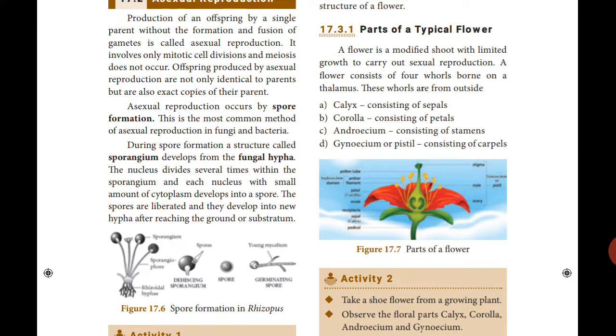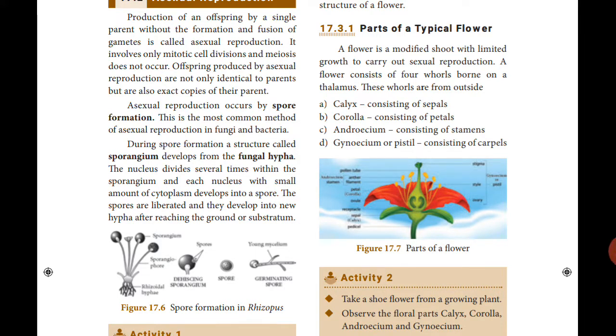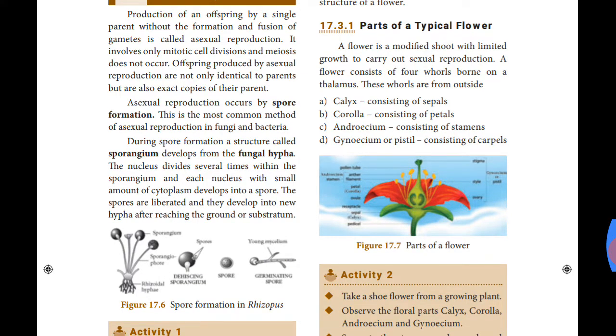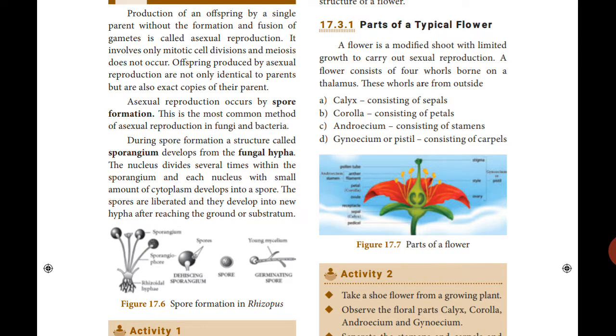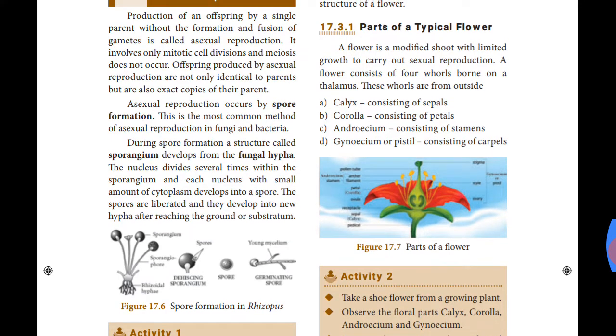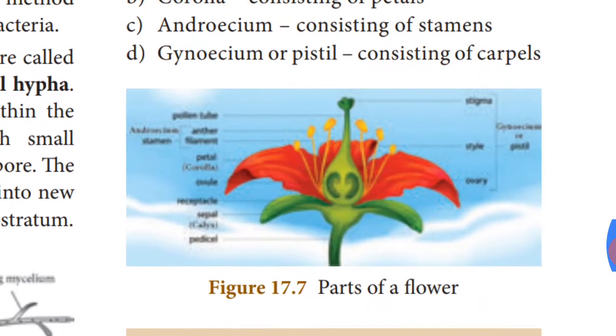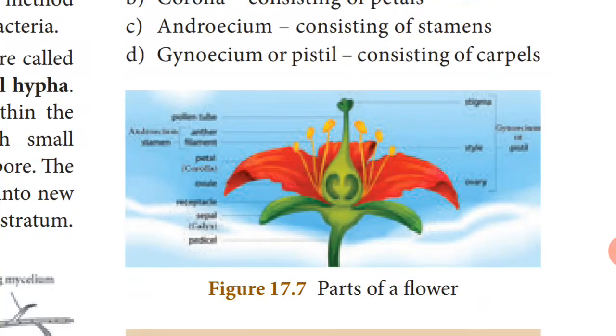In the flower, there are four parts. In the lower classes, you already learned them, so once again I'll recall: sepals, petals, stamen and carpel. These are the four parts in the flower.